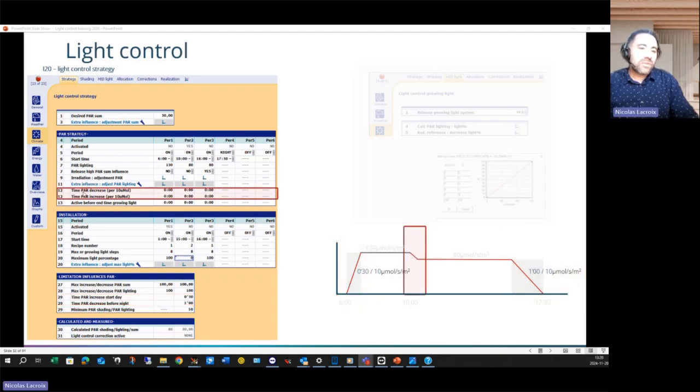You have also another setting here, time power decrease per 10 micromole, time power increase per 10 micromoles. That setting is for the transition between the periods, and it's also applied to the influence of the irradiation to adjust the power level, the extra influence, and the power sum influence. We'll cover that later.